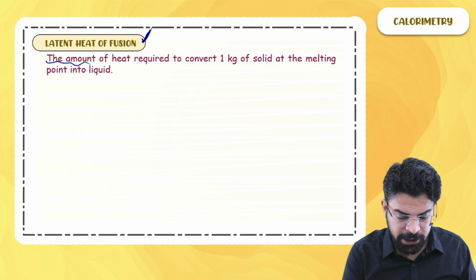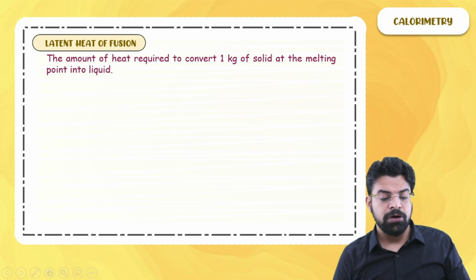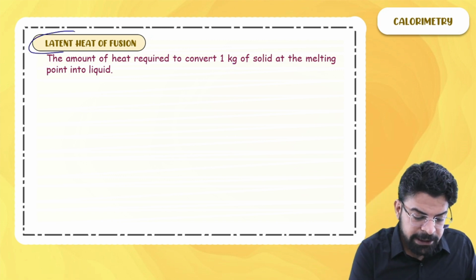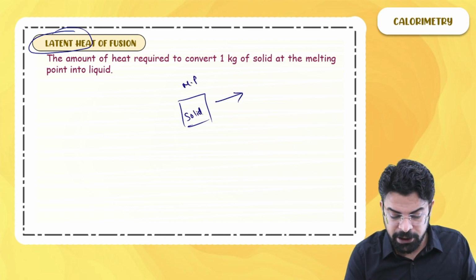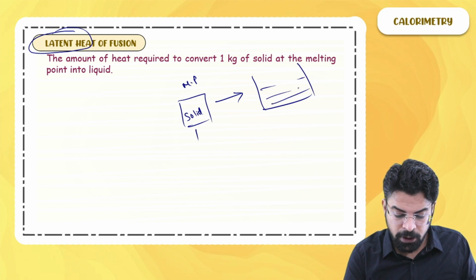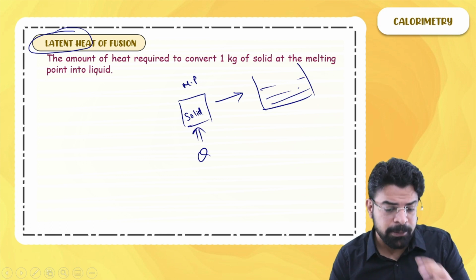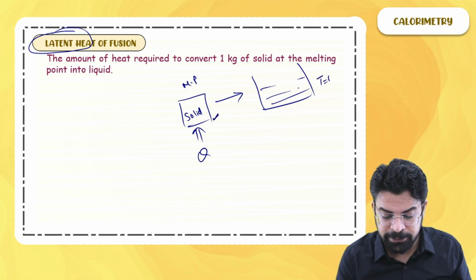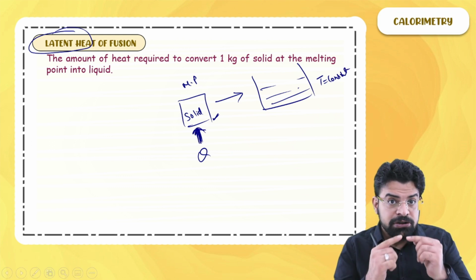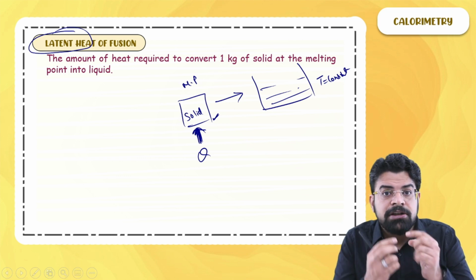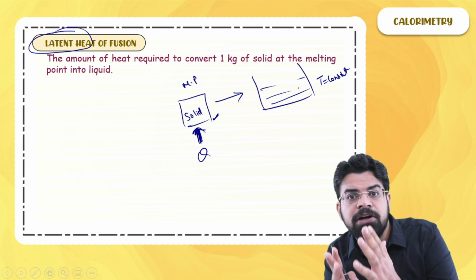The amount of heat required to convert 1 kg of solid at melting point into liquid is called the latent heat of fusion. Why the term latent heat? When you are converting a solid at its melting point into liquid, you are providing some heat. But at the melting point, when the solid melts, you know that the temperature remains constant. So the amount of heat that you have provided is not utilized to increase the temperature. It is utilized to increase the separation between the molecules so that the solid can get converted into liquid.